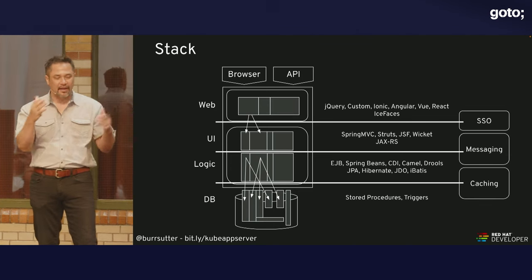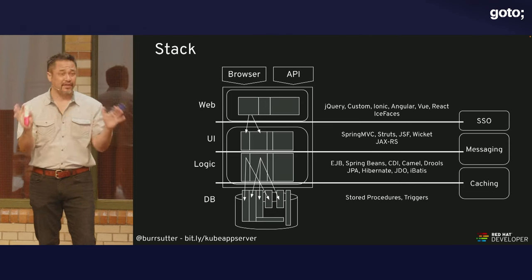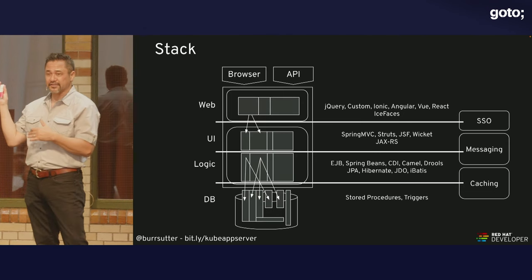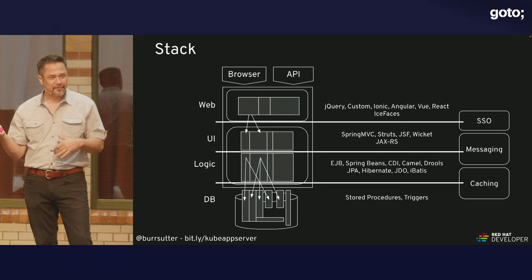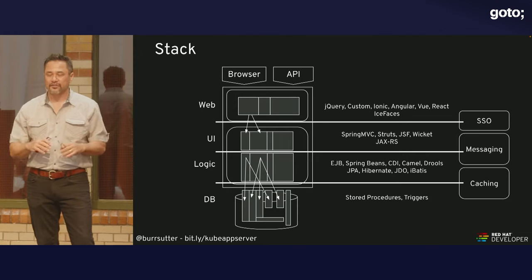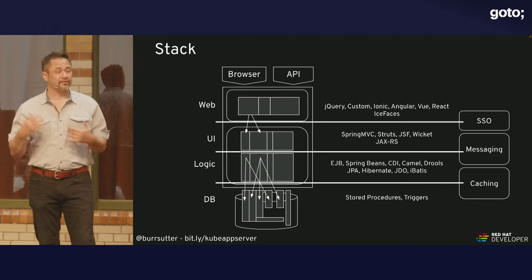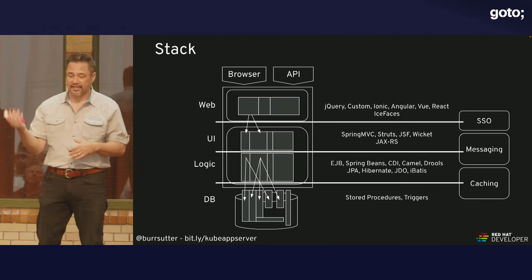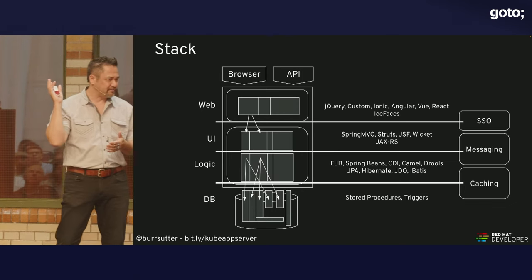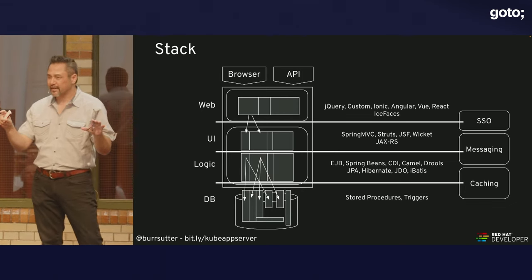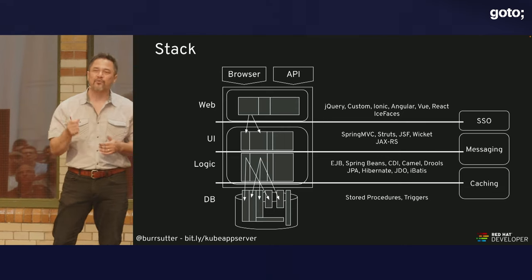There's a web layer, and back in the day, it was just pure HTML, but over time, we added things like jQuery or Angular or React or Vue to it. Right, we added things to that layer. Then, of course, the UI layer might have been generated with something on the server side where we use JSPs, ASPs, CFML, Struts, Spring MVC, Wicket, right? Tons of things in that category. The logic layer, of course, was EJB back in the day, Enterprise Java Beans.